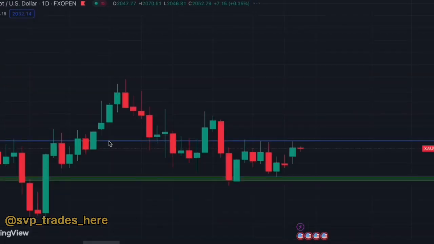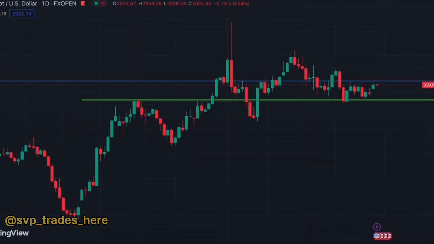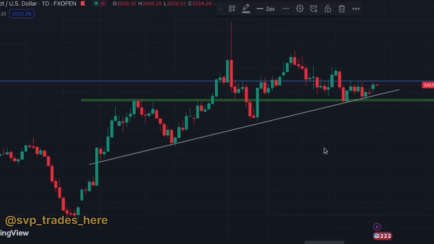We can get more precise with the help of the day candle. In the day candle, here we can see the price is ranging in the zone and it's forming some triangular pattern. This is a downtrend and this is an uptrend. So it's forming some triangular pattern. Once it breaks this zone, we can plan our trade.